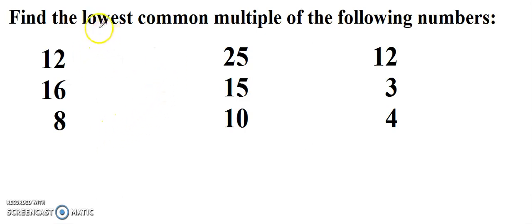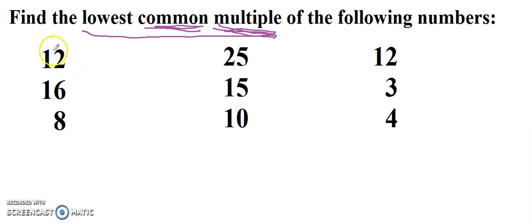It's me, Helen the Great, and we're going to go over a lowest common multiple question. Now, multiple means that we're going to be multiplying the factors we have over here: 12, 16, and 8 in the first question, 25, 15, and 10, and 12, 3, and 4. Common means we're going to look for common numbers amongst those multiples.